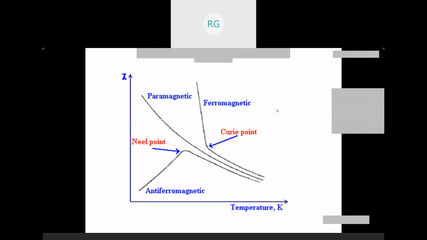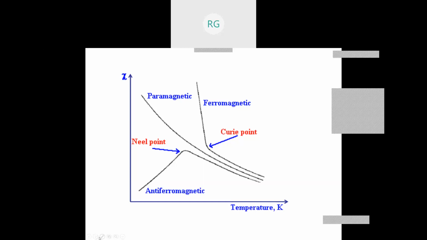Now we'll start it. And in the earlier class, we have seen that there are para, ferro, and antiferromagnetic materials. And there is a temperature called Curie temperature for ferromagnetic materials. Below Curie temperature Tc, they are ferromagnetic, and above that, they are paramagnetic. And the antiferromagnetic materials also will have a Néel temperature Tn. Below Tn they are antiferromagnetic, and above Tn they are paramagnetic substances.